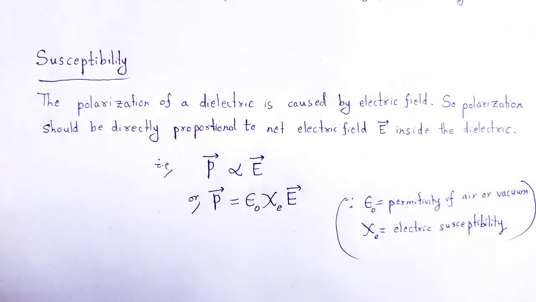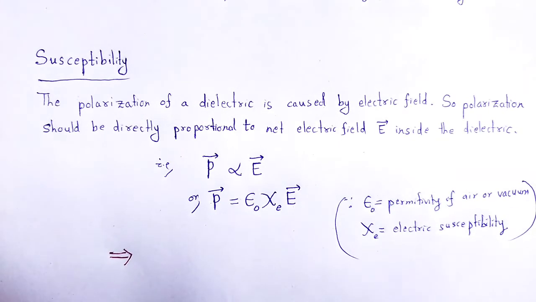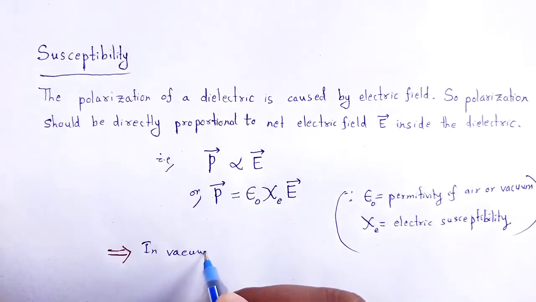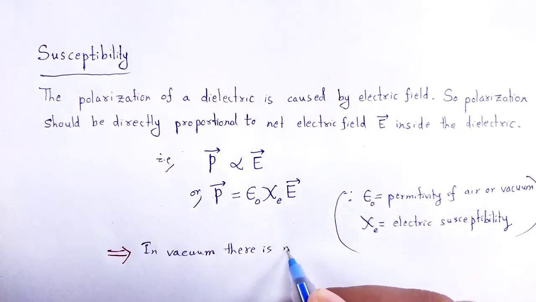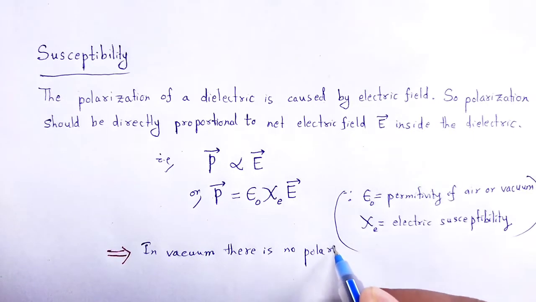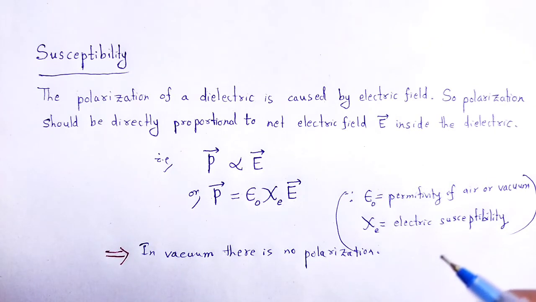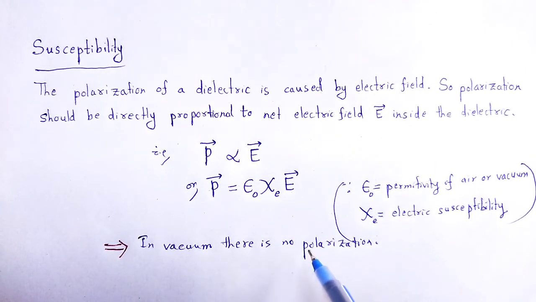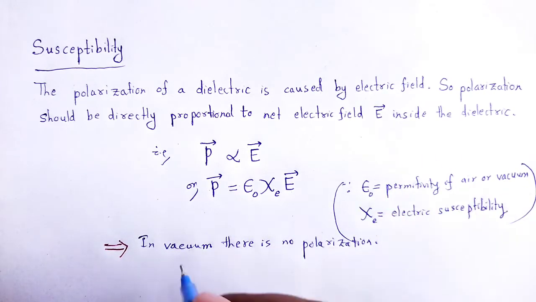Look here, a point to be remembered here. An important point: in vacuum there is no polarization. Polarization takes place due to the presence of a dielectric in an external electric field. So, in vacuum no polarization takes place. Since polarization depends upon electric susceptibility, hence susceptibility for vacuum is 0.